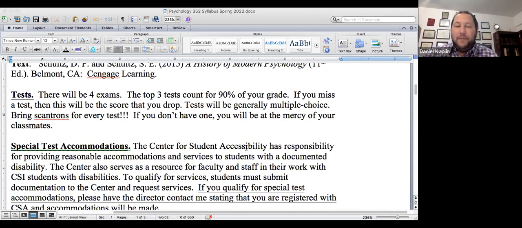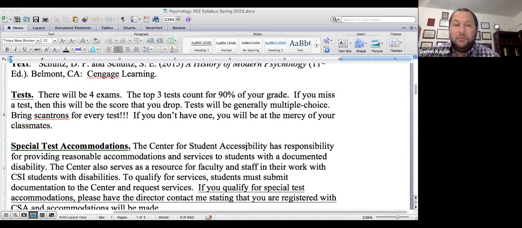Now, our class is very straightforward. There's no paper in this class. All you have are tests and participation. That's it. So I have 4 exams. Your top 3 exams will account for 90% of your grade. So your top 3 are worth 30% each. In terms of dropping a grade, I always drop the lowest test grade.